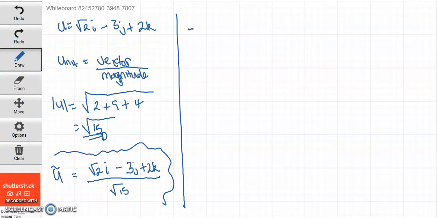So we want the negative of this. What we have to do is put a negative, multiply all the components by -1. Put our negative there, and everything else is inside: root 2 i minus 3j plus 2k divided by the square root of 15.